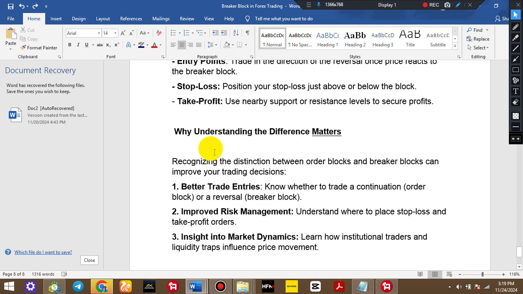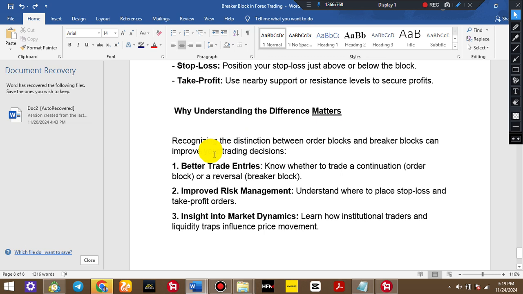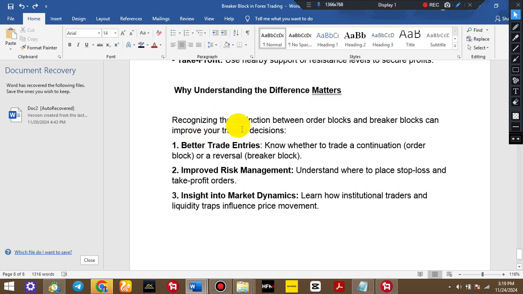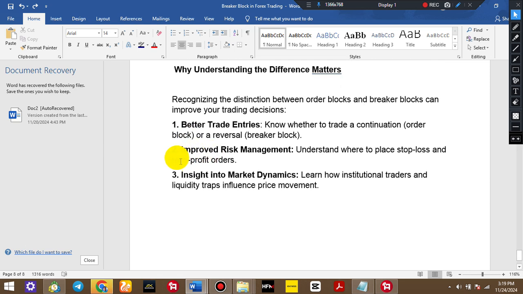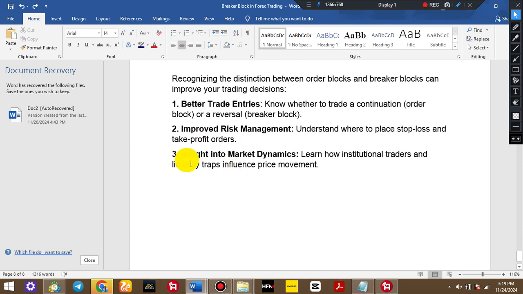Why does understanding the difference matter? Recognizing the distinction between order blocks and breaker blocks can improve your trading decisions. One, better trade entry. Now you will know when to take your entry and when to take your exit when you approach either of these two. Two, improved risk management. Now you already know your stop loss areas, unlike before, when you just opened a trade and didn't know where or how to place your stop loss or which zones to expect for exit.